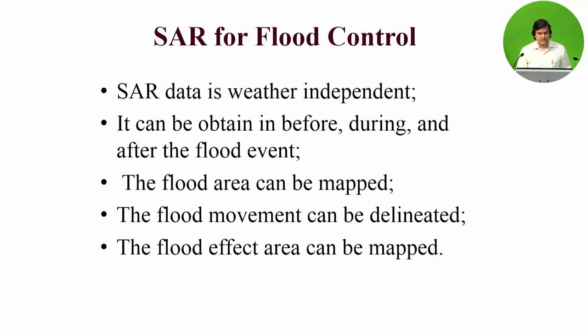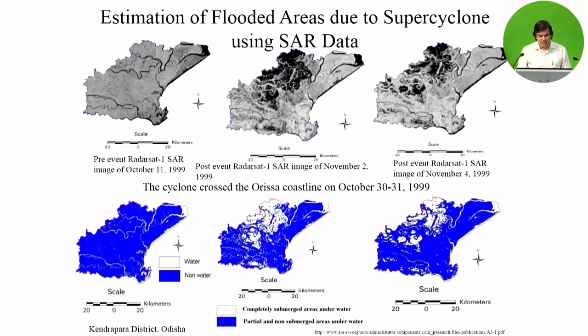Now, since SAR data is weather independent, it can be obtained before, during and after the flood event. The flood area can be mapped, the flood movement can be delineated, and the flood effect can be mapped. So SAR data is widely used for flood control also. This is an example of the case study carried out for the Kendrapara district of Odisha.